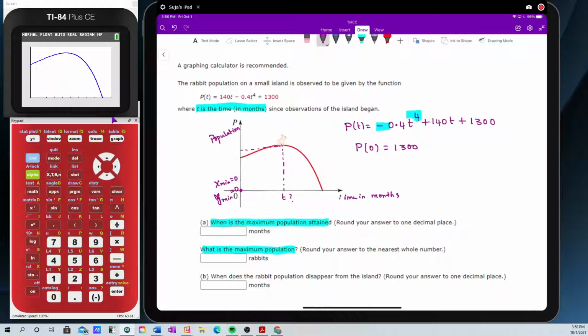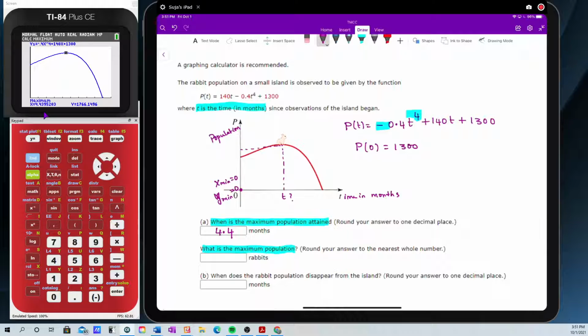Okay, so in order to answer this A and B, there's two parts of that. I can just go second calc, go to maximum, left bound, enter, right bound, enter again. So that's the maximum point. This is telling me that the maximum population is attained, because it says here round to 1 decimal place, so I would say the maximum population is attained at 4.4 months.